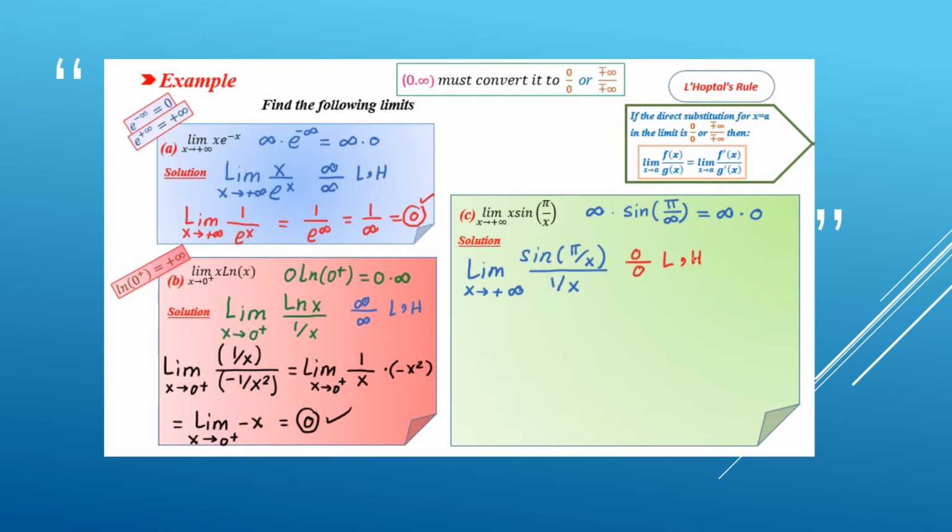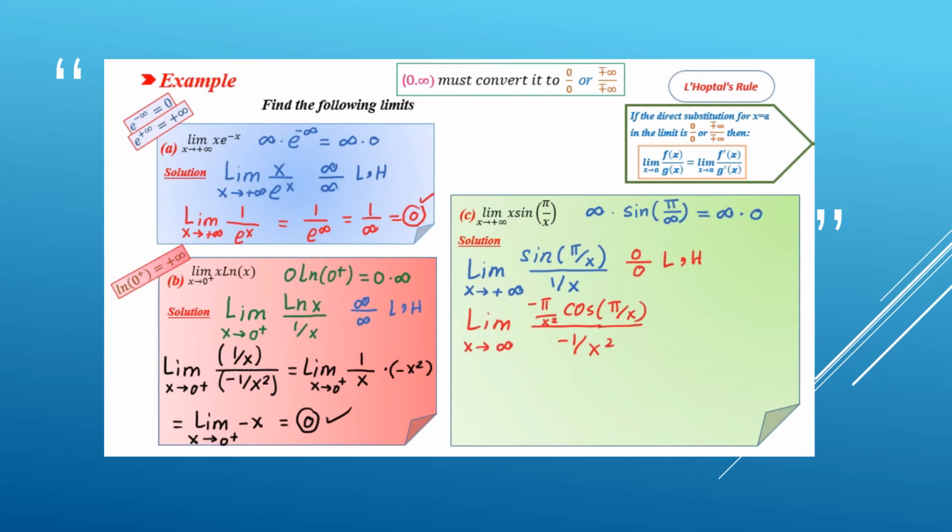So we can use L'Hopital's rule. So it will be the limit of the derivative up divided by the derivative down. For the derivative up, you have to find the derivative of the inside angle, and the derivative of pi over x is negative pi over x squared, multiplied by the derivative of sine, which is cosine of the same angle, pi over x, divided by the derivative down, which is negative 1 over x squared, when x goes to infinity.